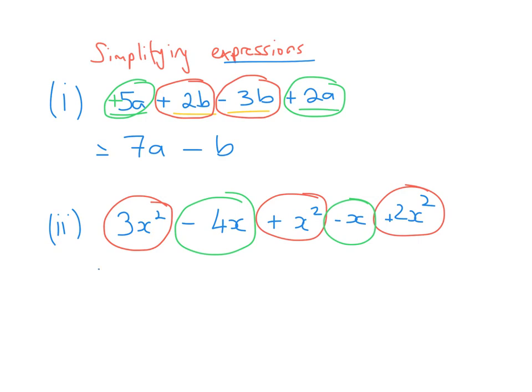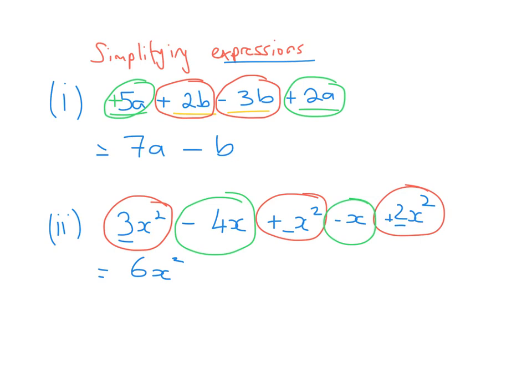So in this question we can see we have 3x squared plus x squared plus 2x squared. So they're all x squareds, so we can collect them up. So that's going to be 3 plus 1 plus 2. So that's going to give me 6x squared. And then in our green, we can see we have minus 4x minus x.